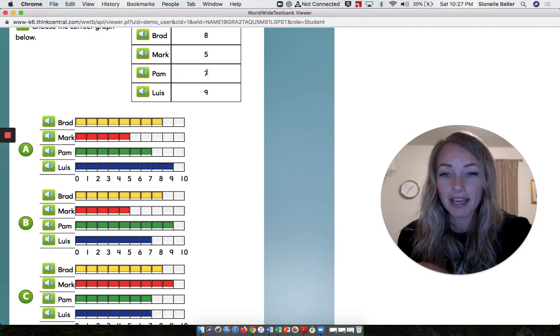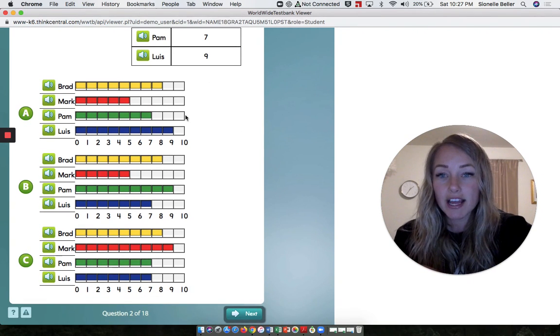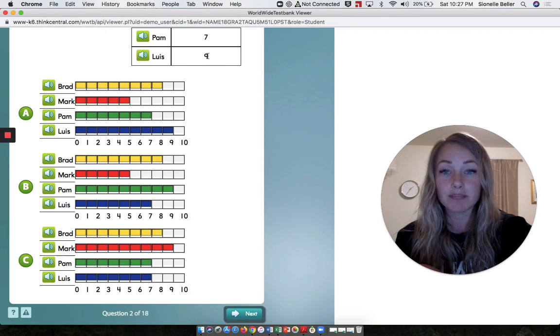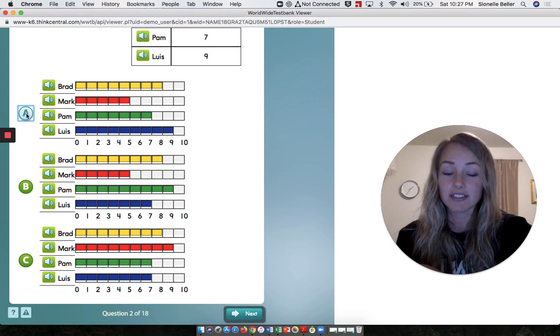So let's look at Pam and see if she'll help us find the right one. Pam should have 7. Here's the number 7, and Pam on here has 7. Here's the number 7. Pam on here has more than 7. So our right answer is probably going to be A. Let's just make sure that Lewis has 9. Here's the 9. Lewis has 9. The correct answer is A.